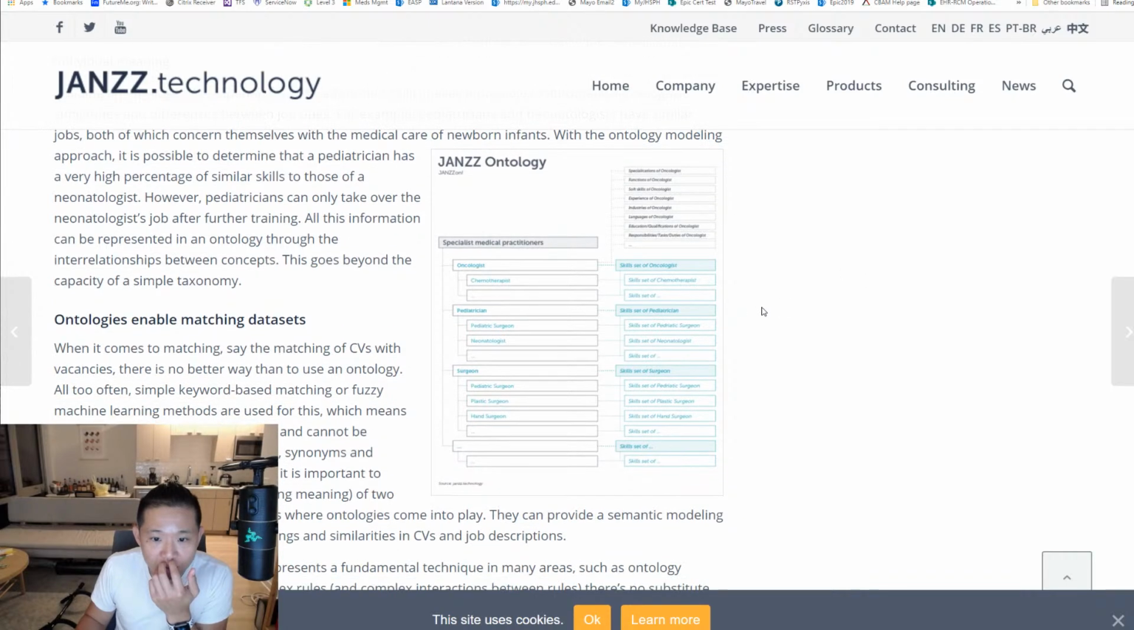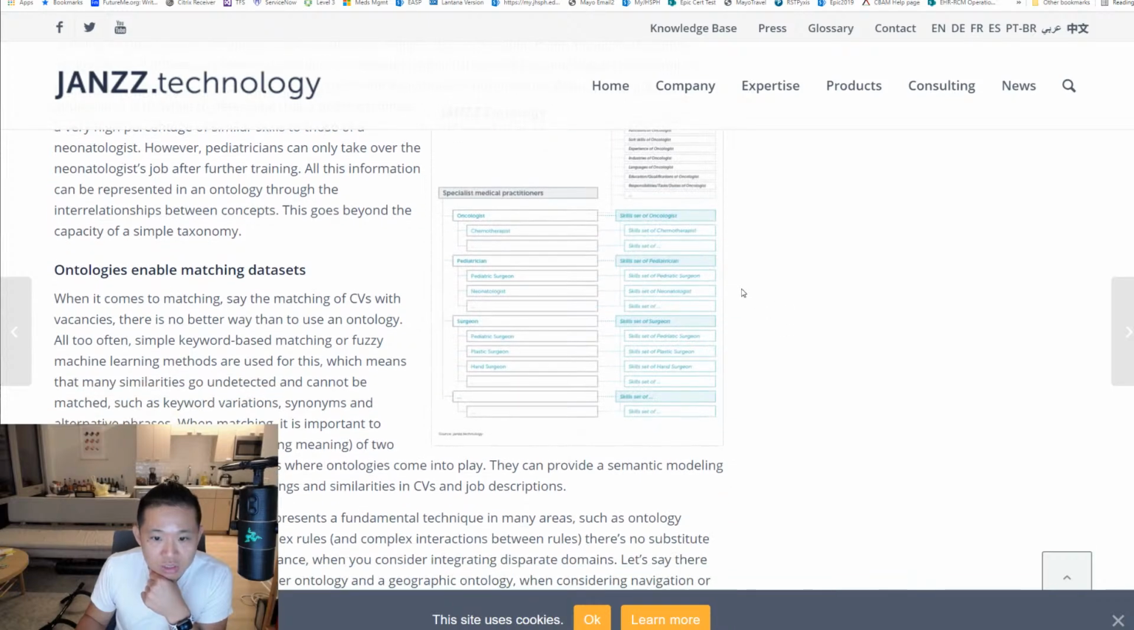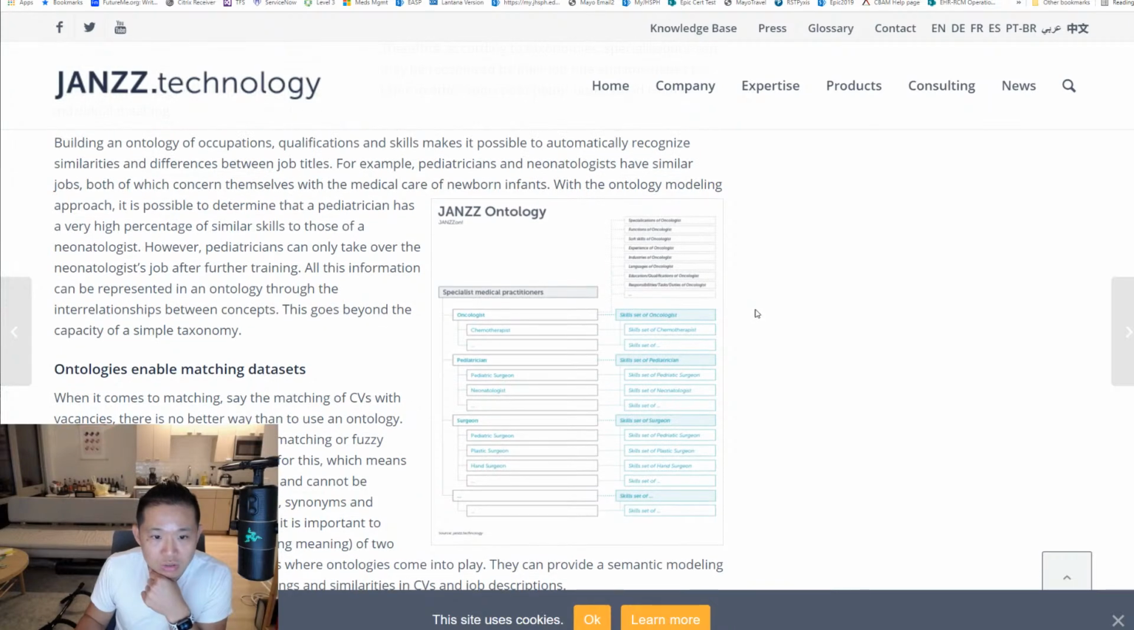Let me try to process this ontology here. They talk about a pediatrician and a neonatologist. So pediatricians have skill sets of pediatric surgeon, neonatologist, surgeon, specialist medical practitioners. Oncologists, chemotherapist, surgeon.